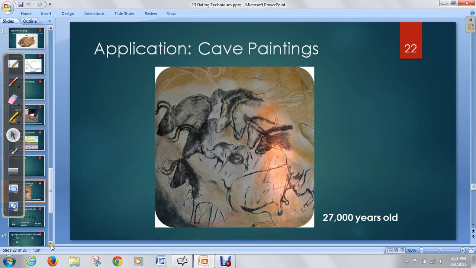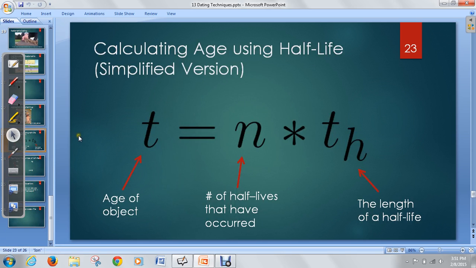Okay? All right, so let's look at how we actually calculate the age of an object using half-life. Okay? So there's actually a much more complex version using exponents and things like that, but this is the simplified version that we need to know and understand for 8th grade science. Okay, so the age of an object, which we'll call t, time t, is equal to the number of half-lives that have occurred, n, times, this is a times sign, the length of a half-life. So in order to find the age of the object, we just find how many half-lives have occurred and times it by the length of a half-life for that object.